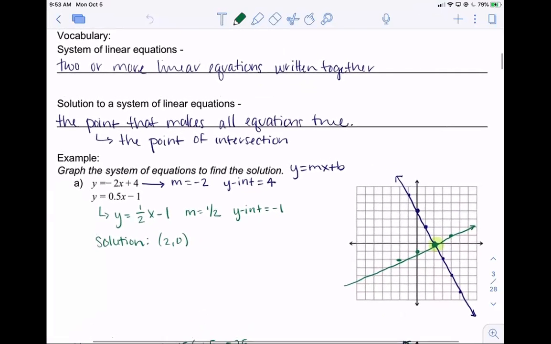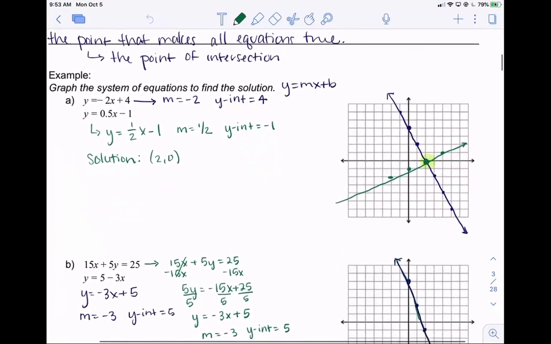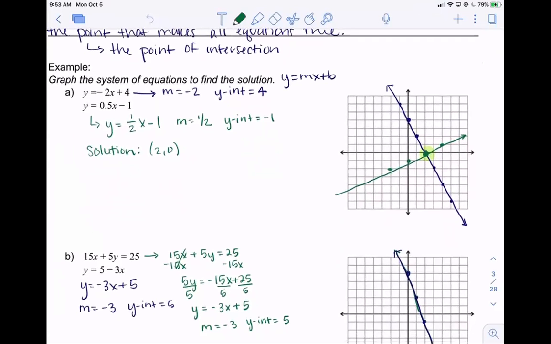A system is two or more linear equations, and our solution is going to be an ordered pair. So what we saw from our examples was that we could have two lines that intersect at one point.